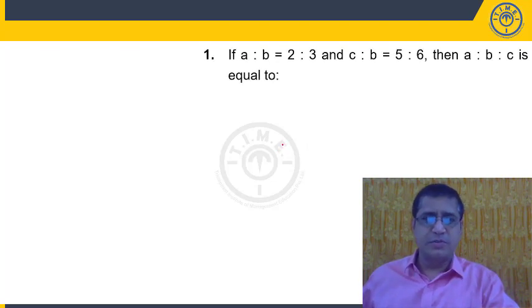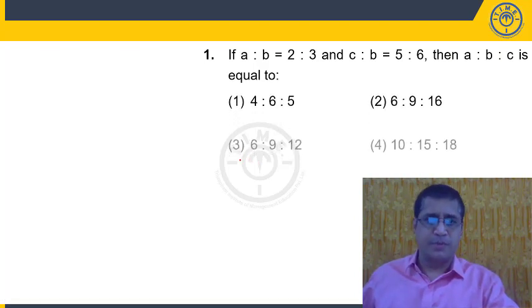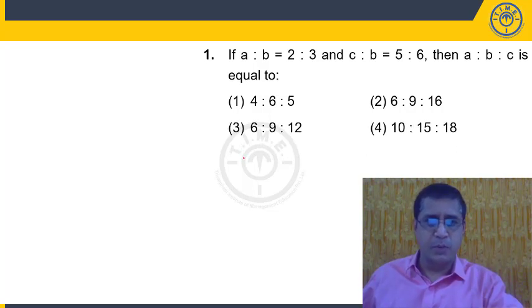Try to answer the question. If A is to B is equal to 2 is to 3, and C is to B is equal to 5 is to 6, then find A is to B is to C. What is asked here? A is to B is to C is equal to what? Students, please pause the video and try on your own and then look at the solution. Here are the 4 options given for you.